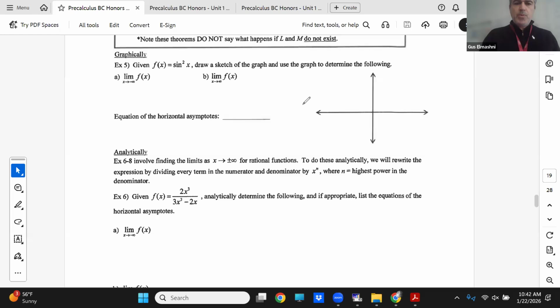So sine squared x. Ooh, that's kind of crazy. I want to take a stab at how that graph would look. What do you guys think? The range. Yes, the range. From what to what? One is the highest, what's the lowest? Zero, yes. It can never be negative because you're squaring it, right? So the graph will look like this.